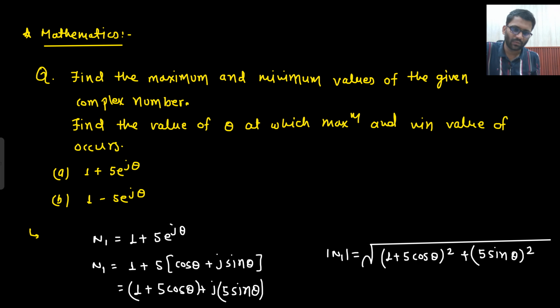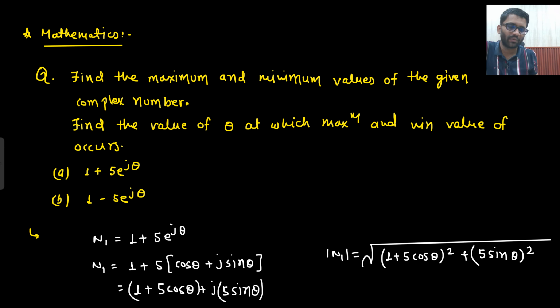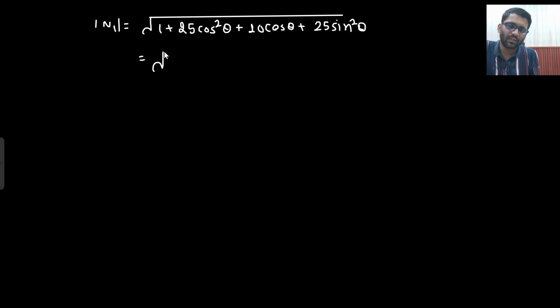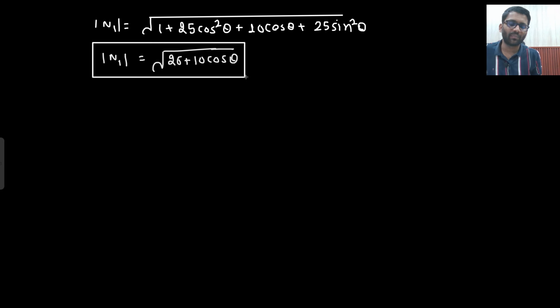Right. So what am I getting? As of now I am just calculating the magnitude. I am not even talking about maximum or minimum value. So what are you getting? 1 plus 25 cos square theta plus 10 cos theta plus 25 sin square theta. What do I see here? Cos square theta plus sin square theta is 1. So can I write it down in this manner, that it is 26 plus 10 cos theta? So this is the magnitude of n1 you are getting. This is just the magnitude, not the minimum or maximum value.